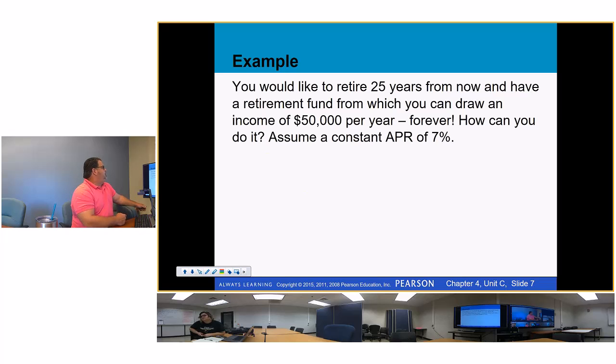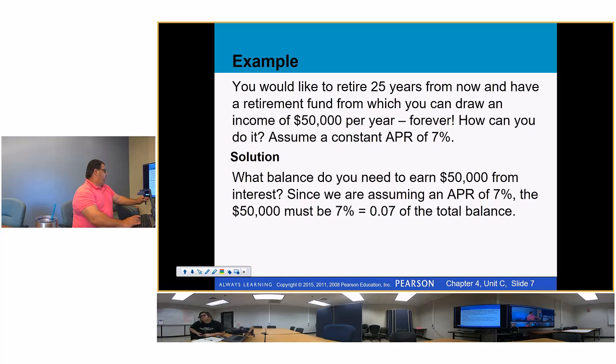Here we go. You would like to retire 25 years from now and have a retirement fund from which you can draw an income of $50,000 per year forever. How can you do it? Assume a constant APR of 7%. Well, they should give you another formula here.